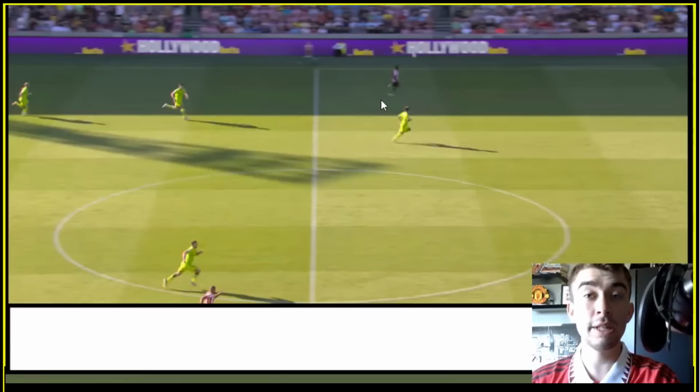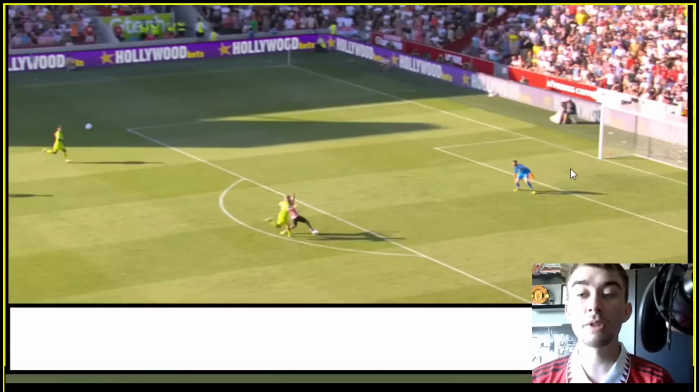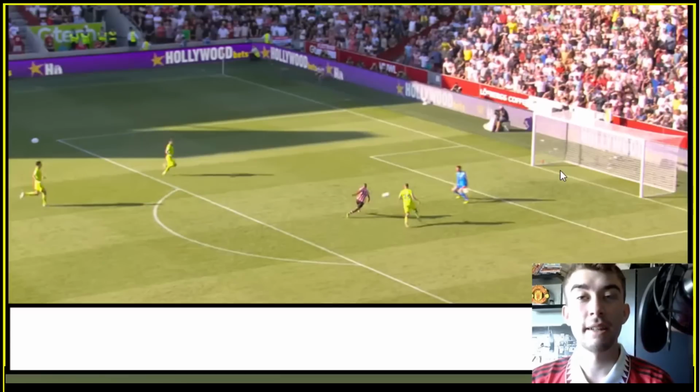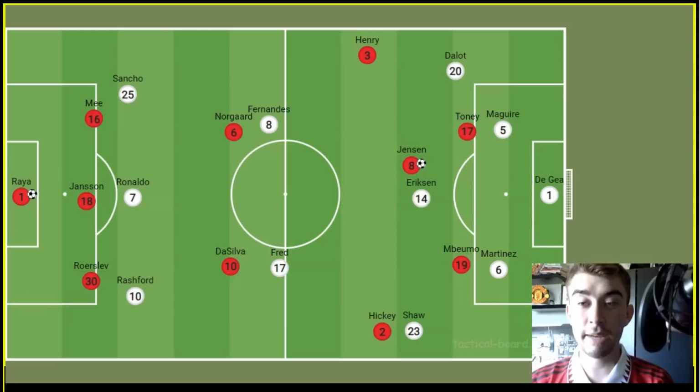Now, Ivan Toney does brilliantly, and I thought he showed some things that were real Erik ten Hag striker performance. Think Haller last season. Ivan Toney was absolutely brilliant. He races down the line, plays the ball across. De Gea does that, stands there, doesn't impact the ball once. Great. And it goes in the back of the net. That's 4-0. Manchester United are out of the game.